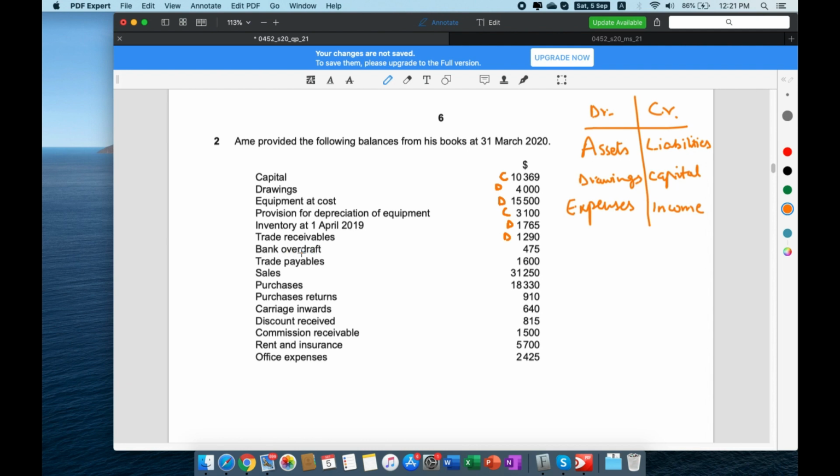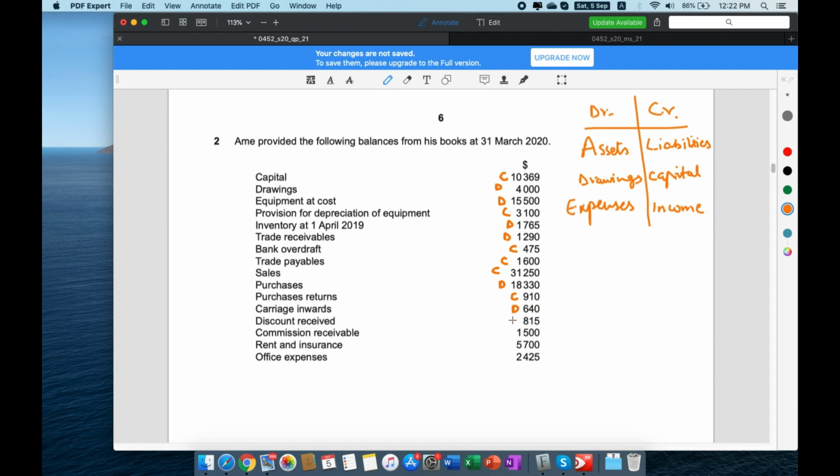Bank overdraft is a liability because we owe the bank money, so that is going to be on the credit side. Trade payables is a liability as well, that is going to be on the credit side. Sales is an income, that is going to be on the credit side. Purchases is an expense, that is going to be on the debit side. Purchases returns counts against the purchases, so that is going to be on the credit side. And carriage inwards is 640. Carriage inwards is the money that we pay, so that is an expense for us, so that is going to be on the debit side.